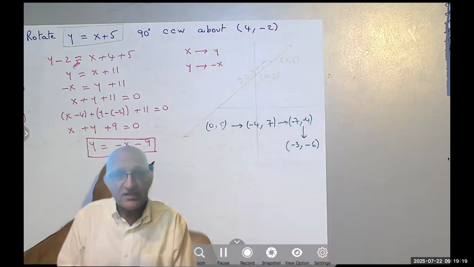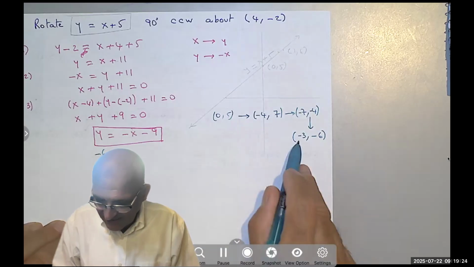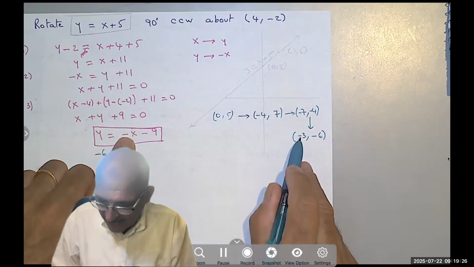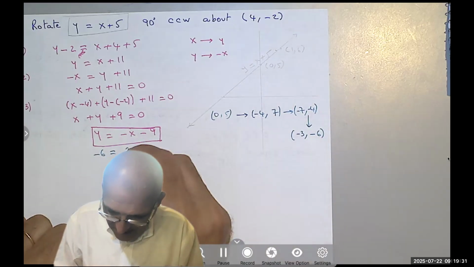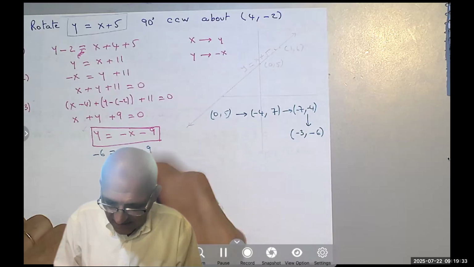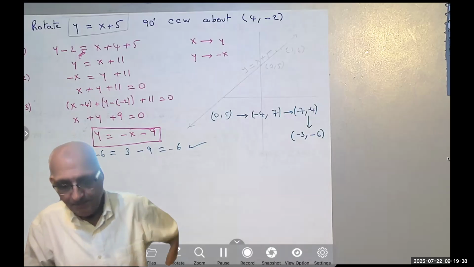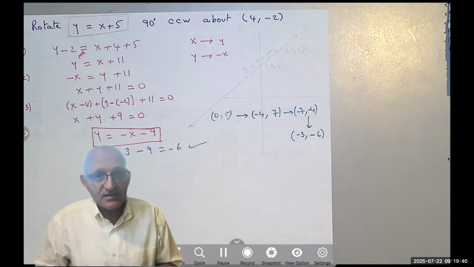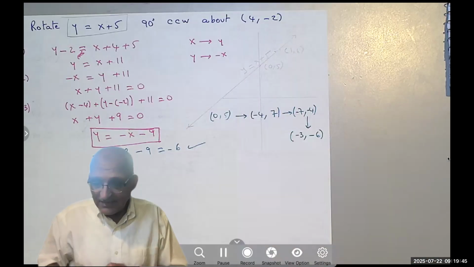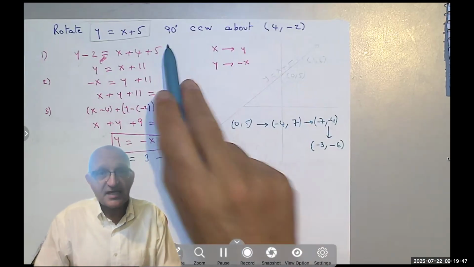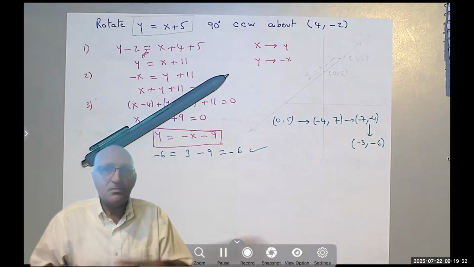Is this point on this line? Y is -6. Left-hand side is -6. Right-hand side is negative x, but x is -3. So -(-3) is +3, minus 9. Yes, 3 minus 9 is -6. So it's correct. So I proved that they are perpendicular to each other. And if I pick any point on the original line and rotate it about this point 90 degrees counterclockwise, I will end up on that line. So I checked my work.